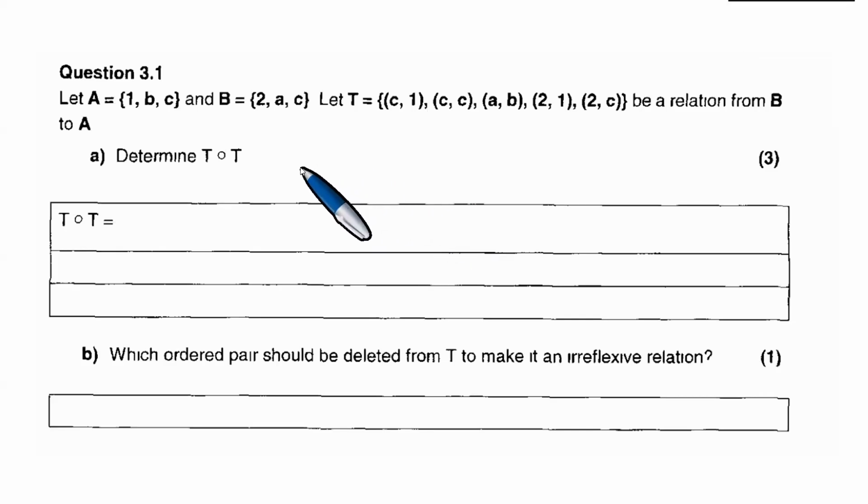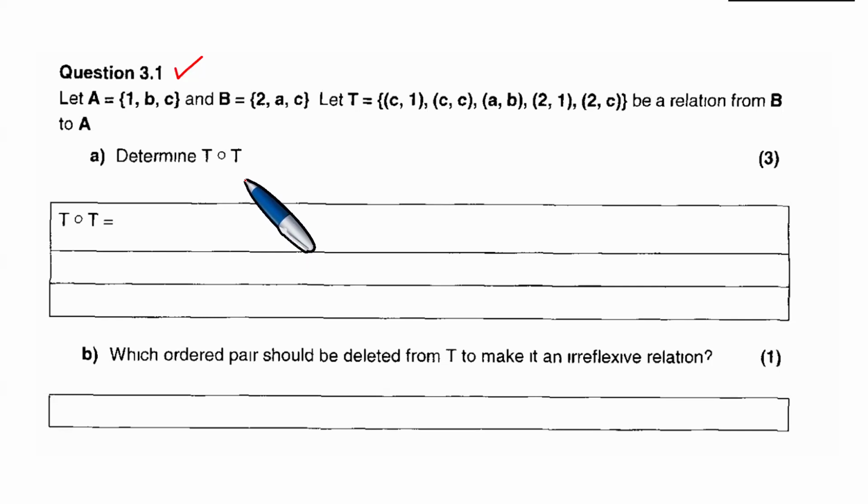In this lesson, we shall look at course 1501 Theoretical Computer Science. So we start by looking at question 3.1 from the paper we're looking at since yesterday. We let the set A contain the elements 1, B, and C. The set B contain the elements 2, A and C. And let T contain those particular ordered pairs. And this set T, let it be a relation from B to A.